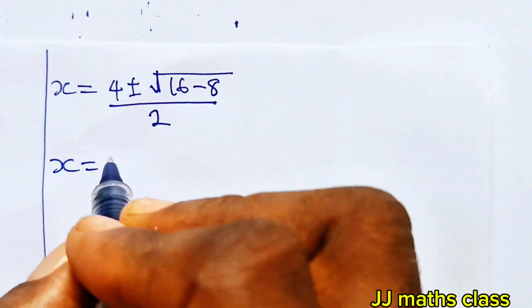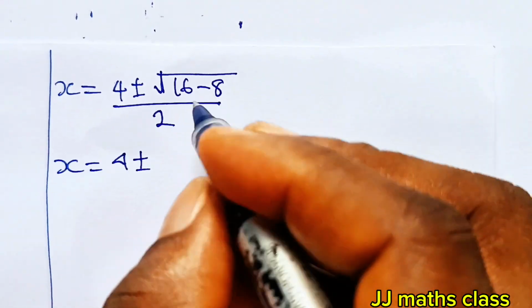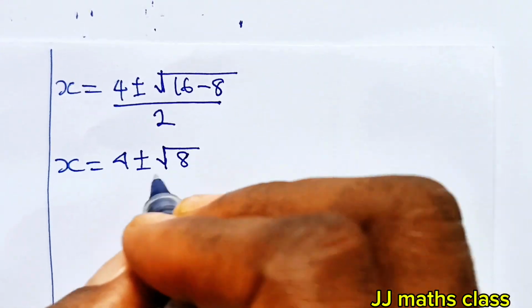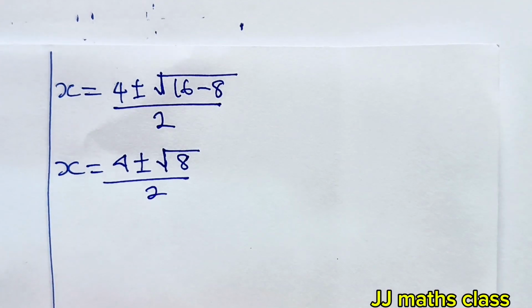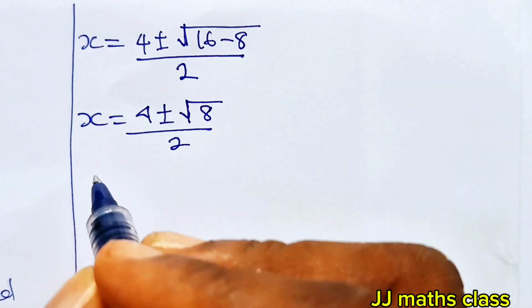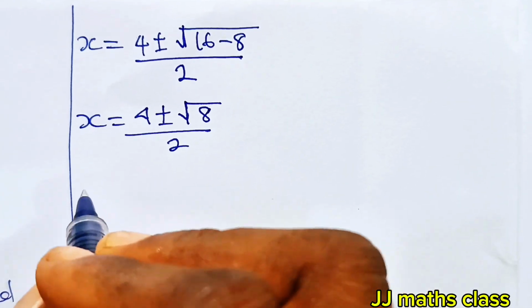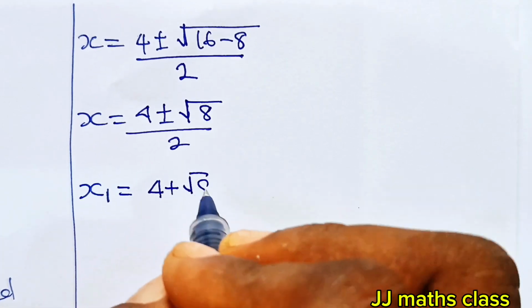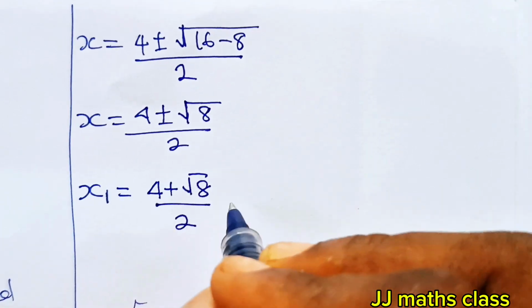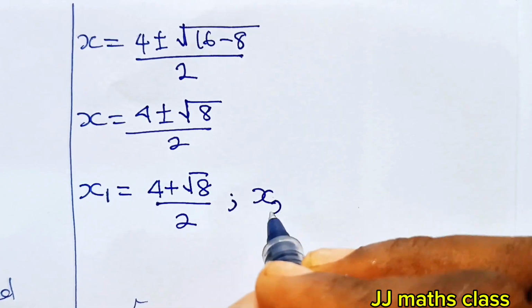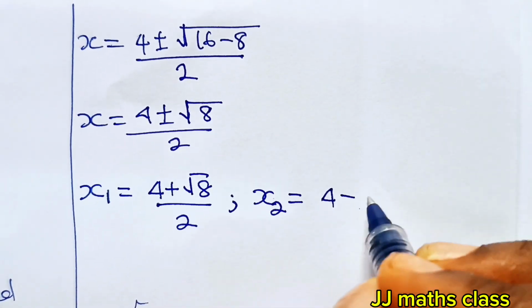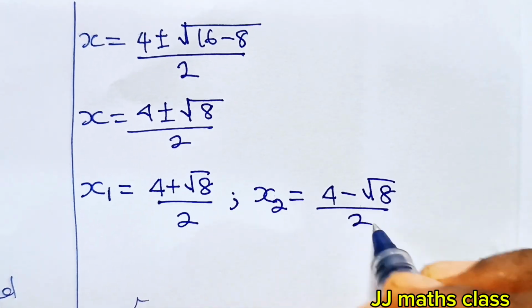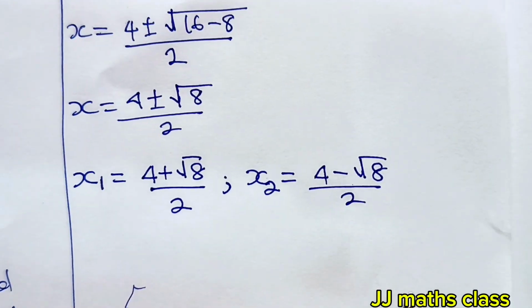Now, we are going to have 4 plus or minus square root of 8 divided by 2. Okay, so this simply means that we have 2 values for our x. The first value of x is 4 plus square root of 8 divided by 2. And the second value of x is equal to 4 minus square root of 8 divided by 2. Now, which of them is correct?